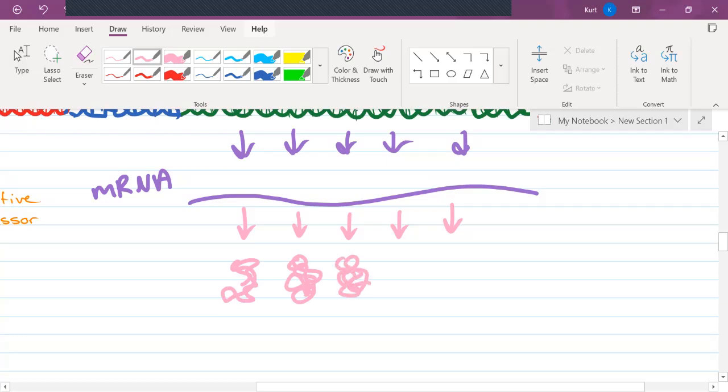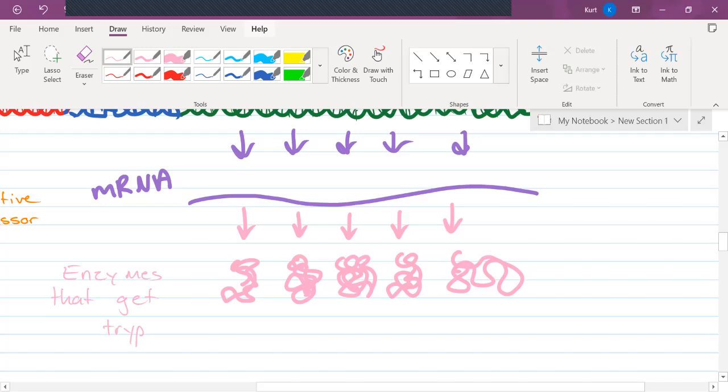Now, to someone who might not be a total whiz when it comes to biology, you're like, why is he drawing a bunch of pink squiggles? These squiggles are actually proteins. Remember, proteins have to be in a twisty, contorted, three-dimensional shape to actually work properly. And what's so special about these proteins? These proteins are enzymes that get tryptophan. And this is how the trip operon operates when it is on.